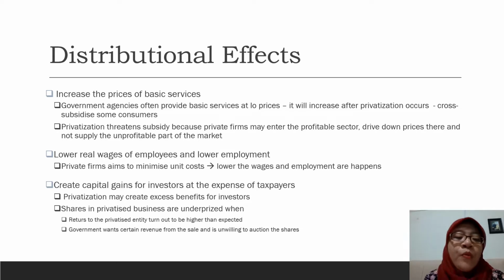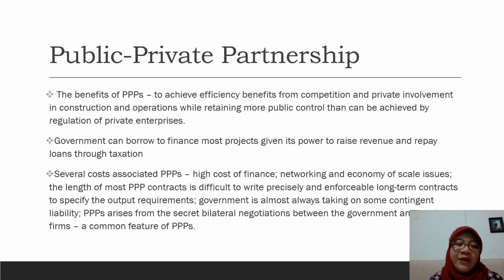The second is lower real wages for employees and lower employment. Since privatized firms would like to minimize unit cost, the possibility of decreasing unit cost usually means lower wages, and lower wages will mean a lot of unemployment. The third is that it creates capital gains for investors at the expense of taxpayers.